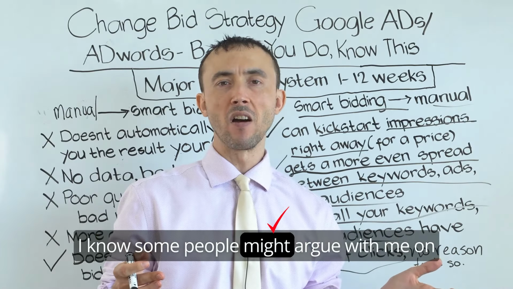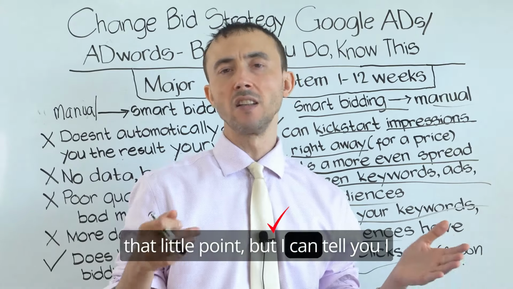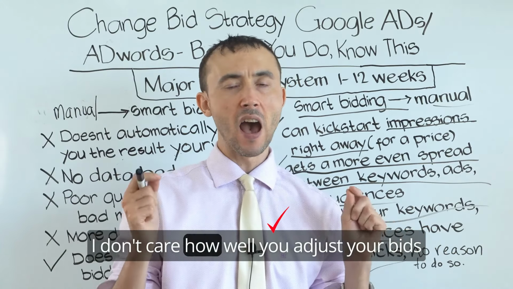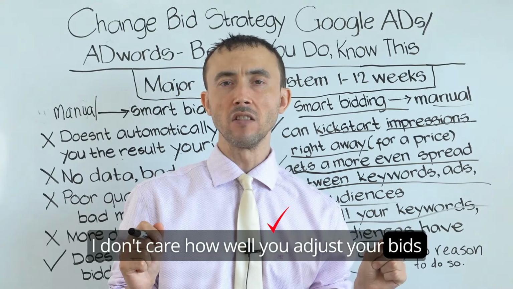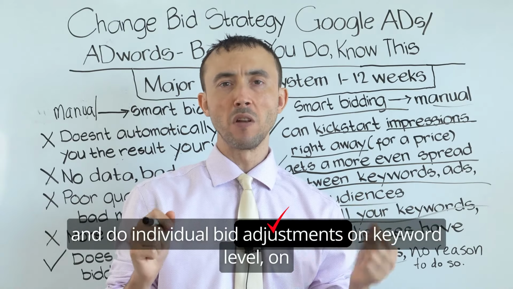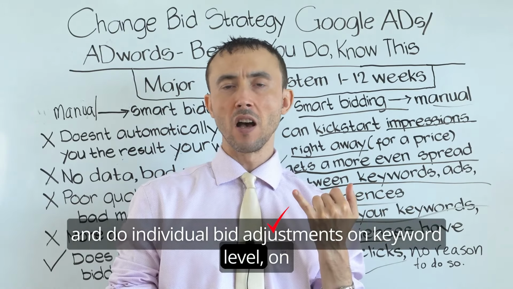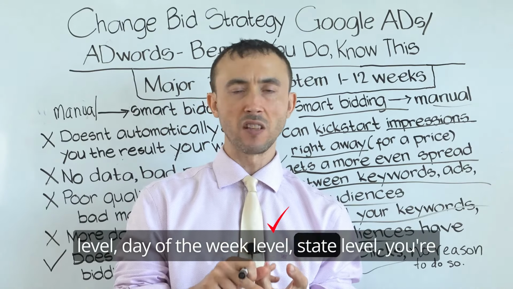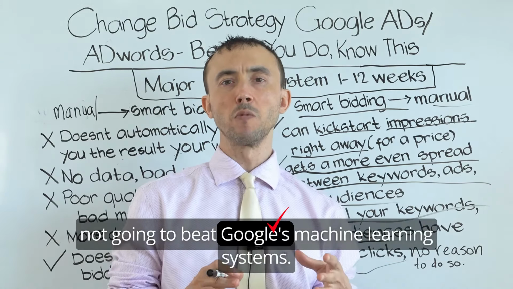I know some people might argue with me on that little point, but I can tell you, I found out a few years ago already, I don't care how well you adjust your bids and do individual bid adjustments on the keyword level, on the time of the day level, day of the week level, state level, you're not going to beat Google's machine learning systems.